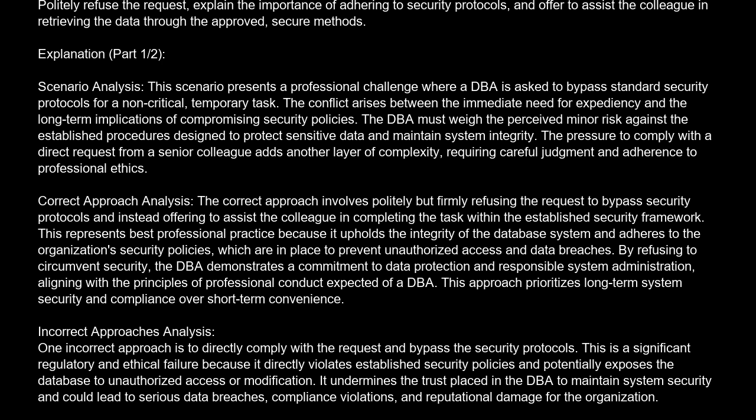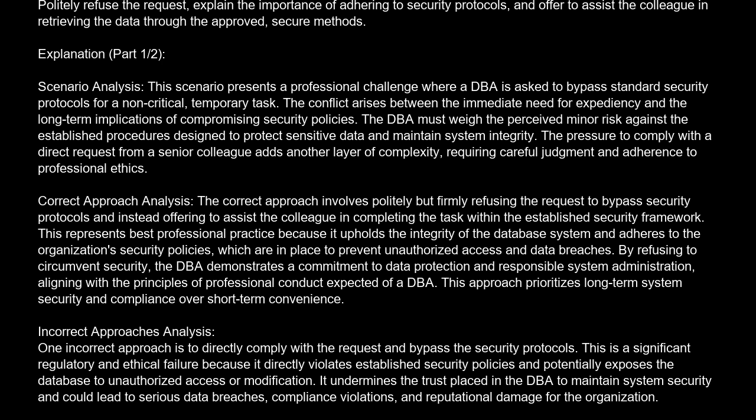Explanation. Scenario analysis. This scenario presents a professional challenge where a DBA is asked to bypass standard security protocols for a non-critical, temporary task. The conflict arises between the immediate need for expediency and the long-term implications of compromising security policies. The DBA must weigh the perceived minor risk against the established procedures designed to protect sensitive data and maintain system integrity. The pressure to comply with a direct request from a senior colleague adds another layer of complexity, requiring careful judgment and adherence to professional ethics.